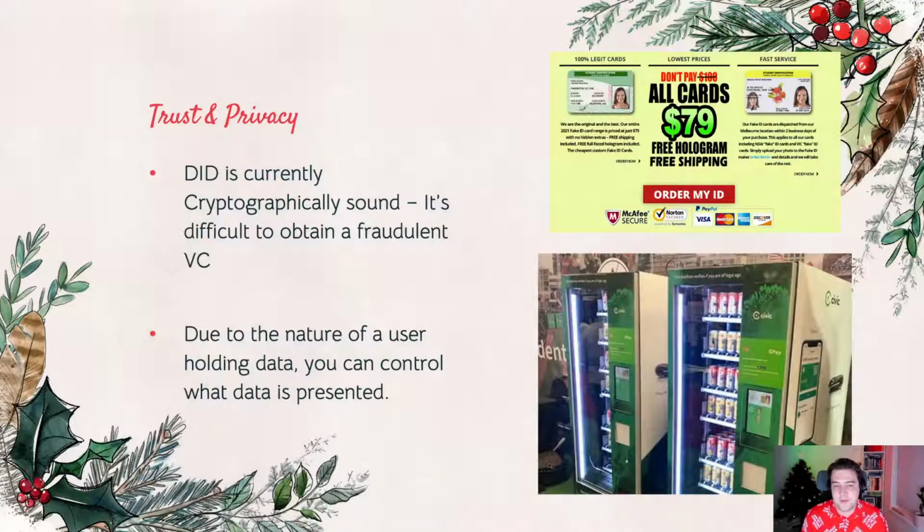The next reason I think verifiable credentials are really, really cool is trust and privacy, right? So decentralized identity, currently speaking, is cryptographically sound. It's built on modern protocols. It's quite new. It's very difficult to obtain fraudulent credentials, right? It's not impossible. So, for example, someone could go after an issuer and then issue fraudulent verifiable credentials by compromising that service. That's entirely feasible, but that's a very high bar, right?